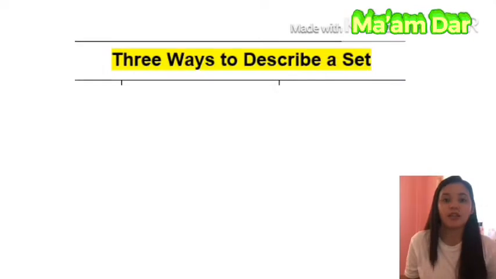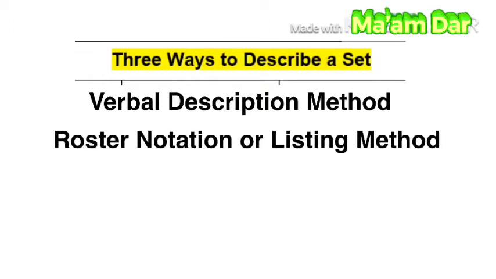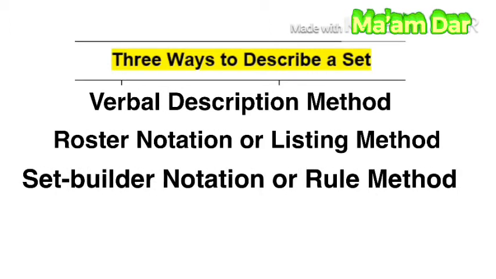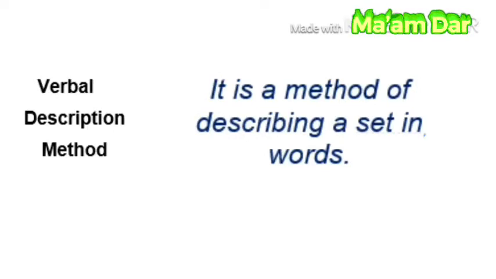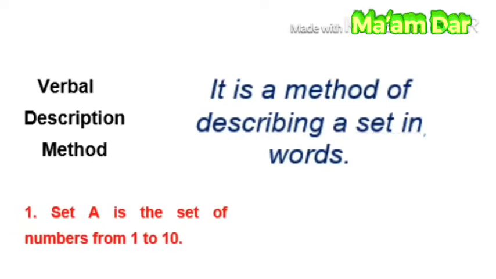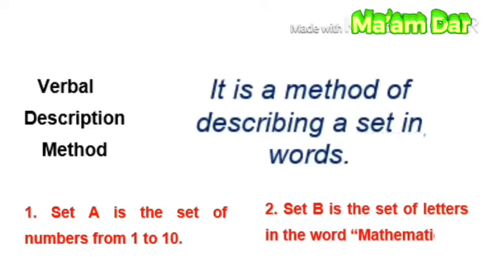You know what? There are 3 ways to describe a set. First is the verbal description method. Second, the roster notation or listing method. The third one is the set builder notation or the rule method. The verbal description method is a method of describing a set in words. For example, set A is the set of numbers from 1 to 10. Or set B is the set of letters in the word mathematics.